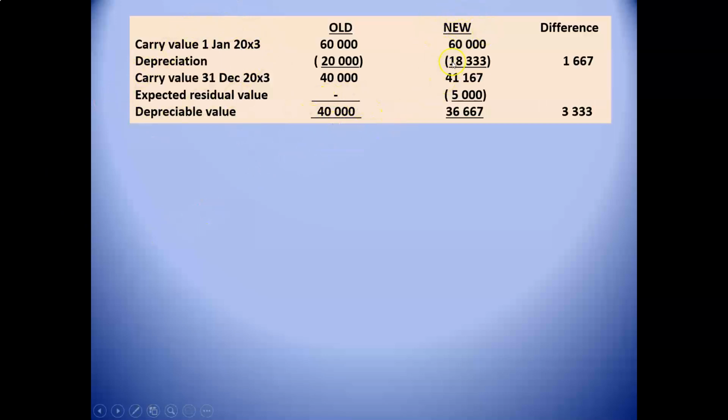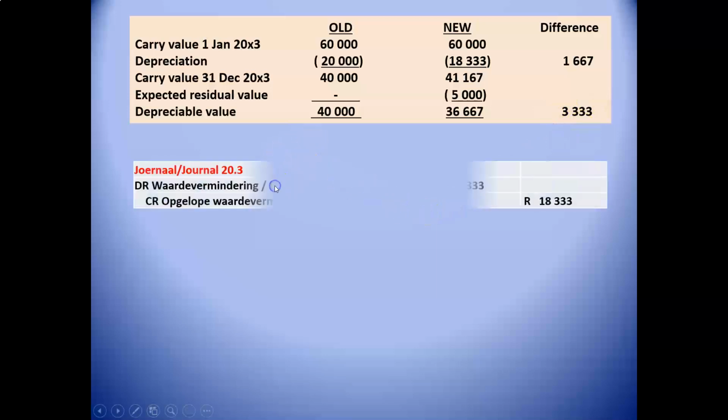On the new method, we said, well, what is going to be our carrying value of the asset at the end of the year? 41,167. Are we going to write off the full 41,167 as depreciation in the future? No. We are only going to provide depreciation up to the estimated residual value of 5,000 Rand. Therefore, we are only going to write off in the future 36,667. Now, as opposed to the 40,000 that we would have written off in the future, 24 and 25 on this asset, we are now only going to write off 36,667. So we're going to write off less depreciation based on the new method than on the old method. And because the depreciation that we're going to write off is less, it will have a positive impact on our future profits.